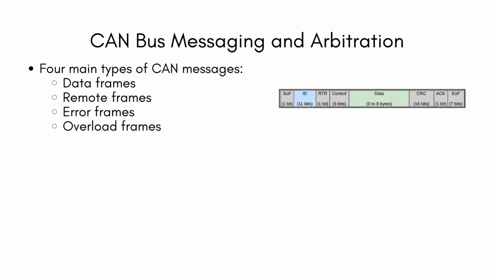There are four main types of CAN messages. Data frames are used to transfer data to one or many receiver nodes. Remote frames allow to request data from other nodes in the network. Error frames report errors detected from messages transmitted or received. Overload frames report overload conditions in the network.